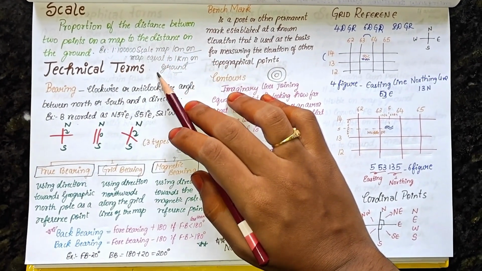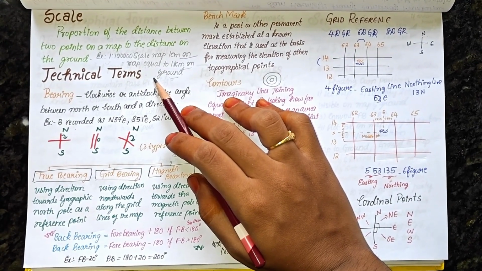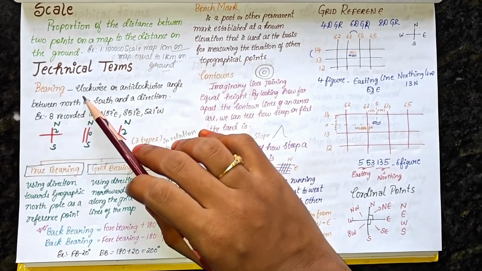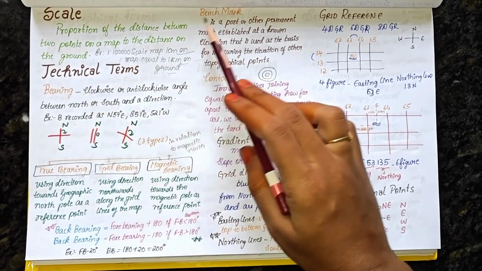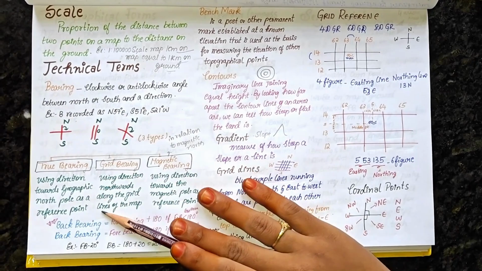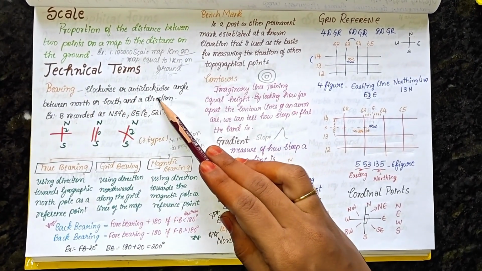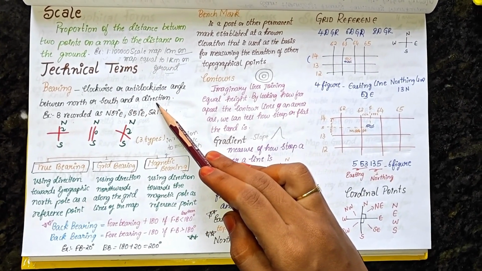When I discuss the questions of map reading, I'll let you know what kind of questions will be asked. So the technical terms are bearing, benchmark, contour lines and grid lines. We'll discuss in detail. So what is a bearing? A bearing is a clockwise or anti-clockwise angle between north or south and a direction.